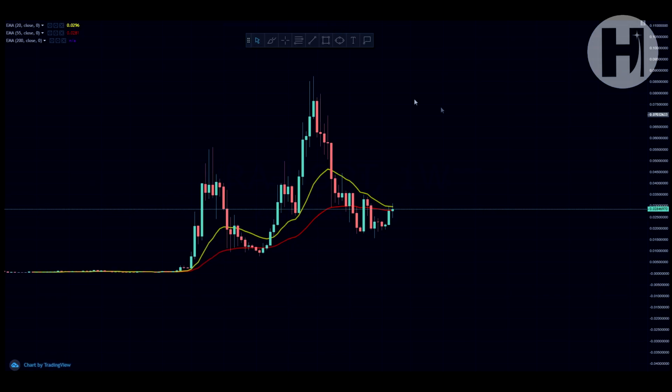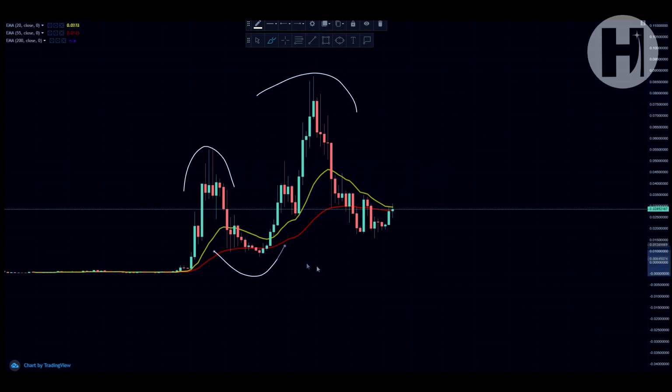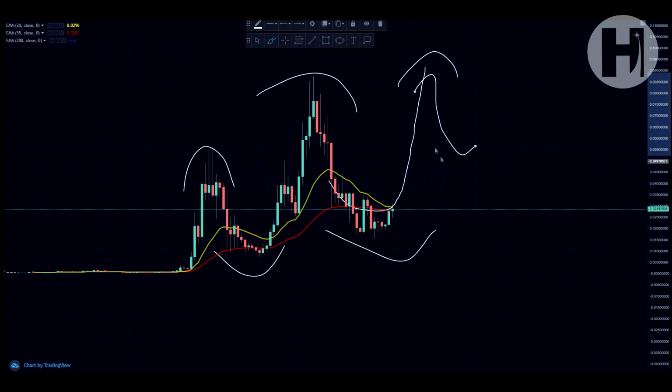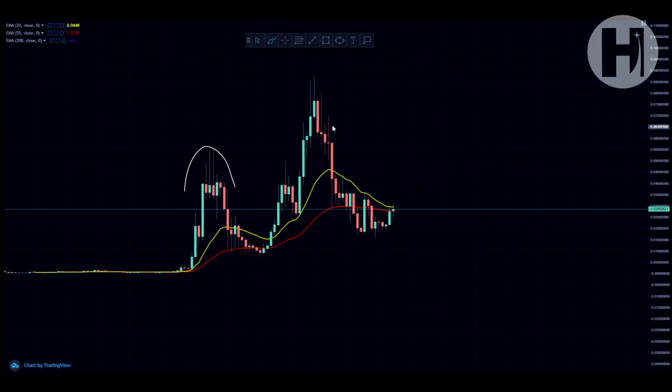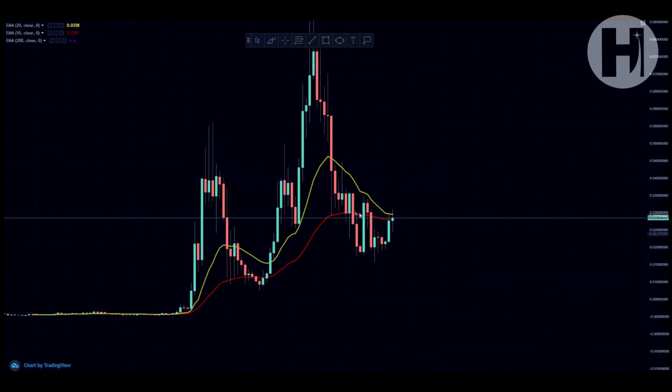Okay, jumping into the weekly chart. So we are in a beautiful uptrend on the weekly chart, a higher high, a higher low. So basically what we need to do now is create another higher high and another higher low. So things are looking good on the weekly chart. We haven't even had the bearish cross on the weekly.